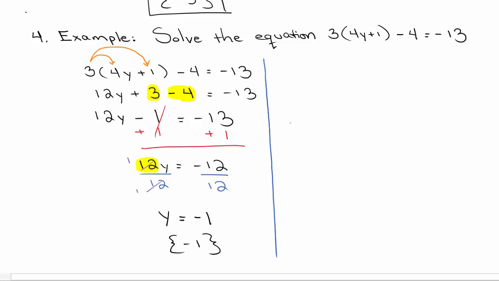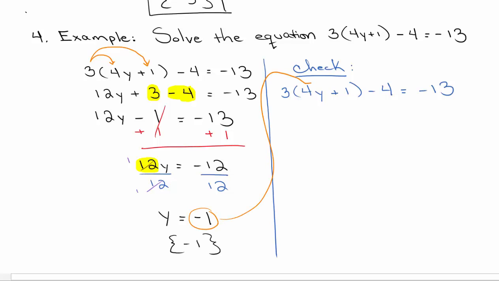So let's go ahead and do that right over here. Let's do the check. We always check back into the original equation, just in case we might have made a mistake when we used the distributive property, or maybe we might have made a mistake when we combined like terms. This is the way you're going to catch it, by using the original equation. So we're going to substitute negative 1 in place of y right here. Everything else is going to stay the same.